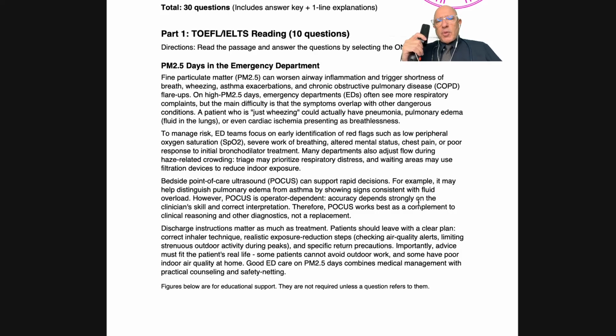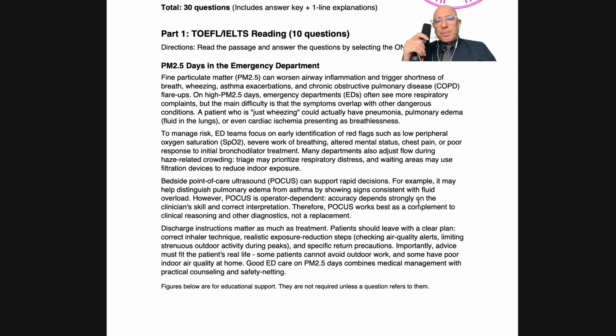Many departments also adjust flow during haze-related crowding. Triage may prioritize respiratory distress, and waiting areas may use filtration devices to reduce exposure. Bedside point of care ultrasound can support rapid decisions.